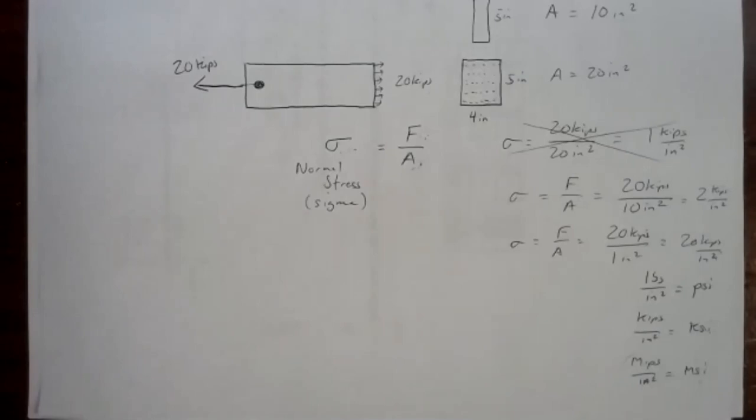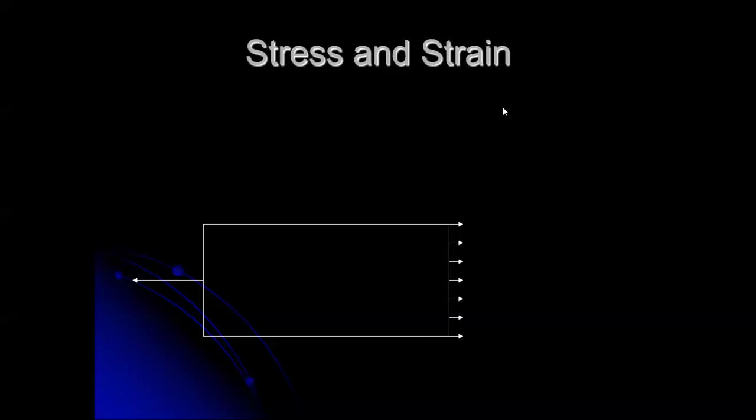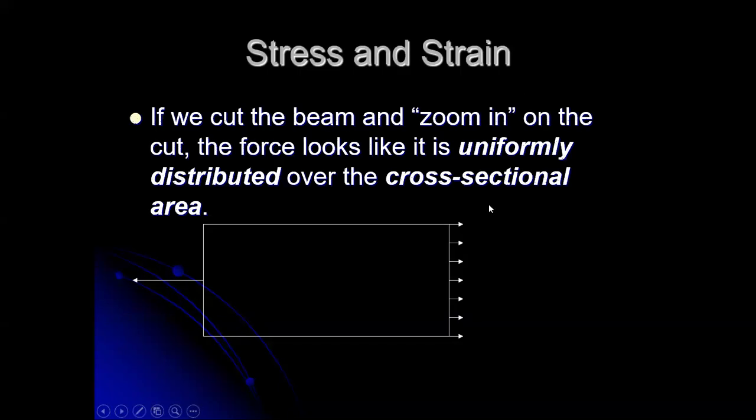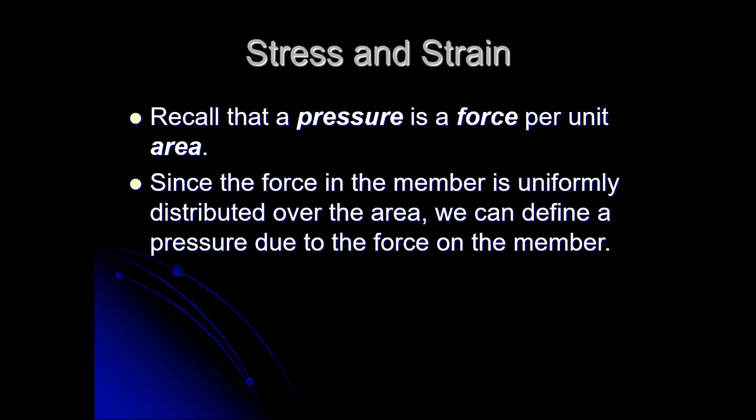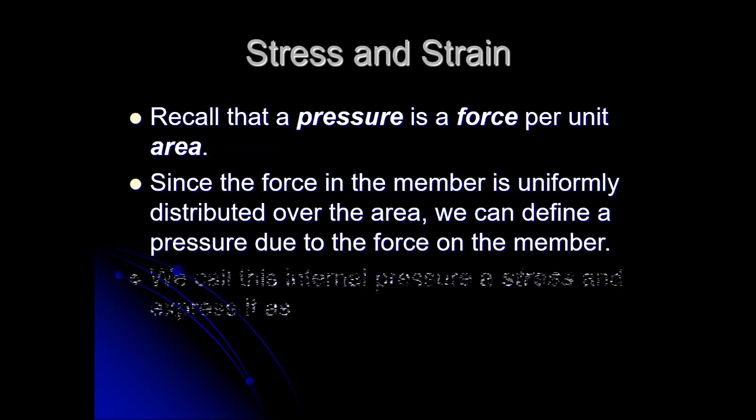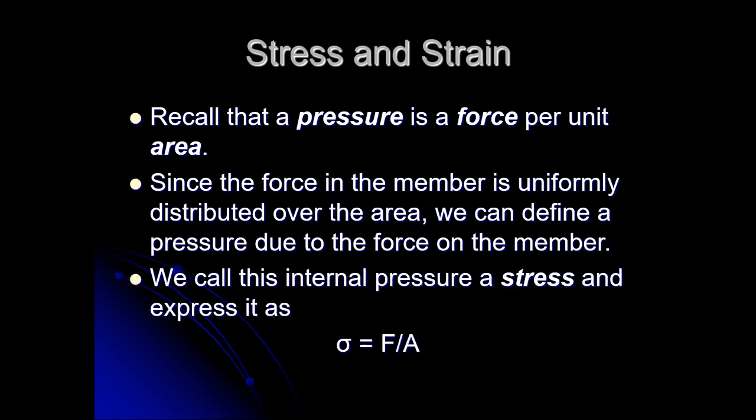So that's the idea of stress. If we cut the beam and we zoom in on it, the forces that are applied look like they're uniformly distributed. When forces are uniformly spread out over an area, we have a pressure. And that pressure we call stress, normal stress specifically. So sigma is the force over the area. And that's the first big equation to keep in mind for this section.